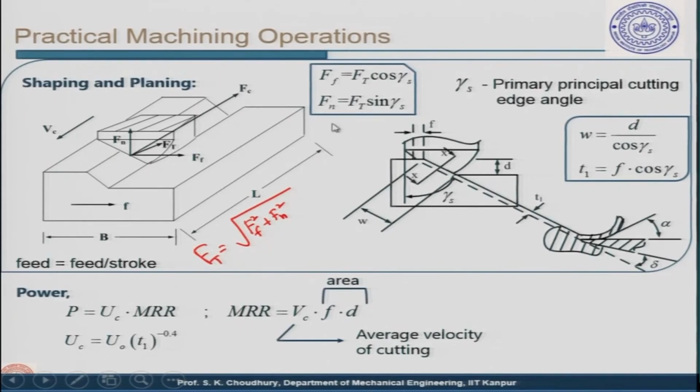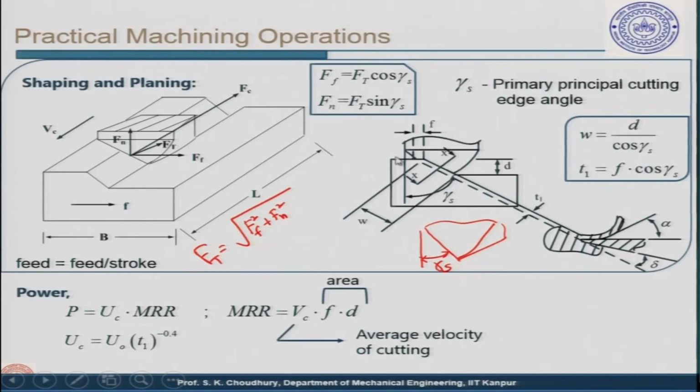Now, in this case gamma s is this angle, and this angle in case of shaping is called the primary principal cutting edge angle. This is the difference between the gamma s in case of turning and in case of shaping. Here this is the gamma s. For you to see this, suppose this is the tool. This is the primary principal cutting edge angle, because this is the principal cutting edge for the tool.